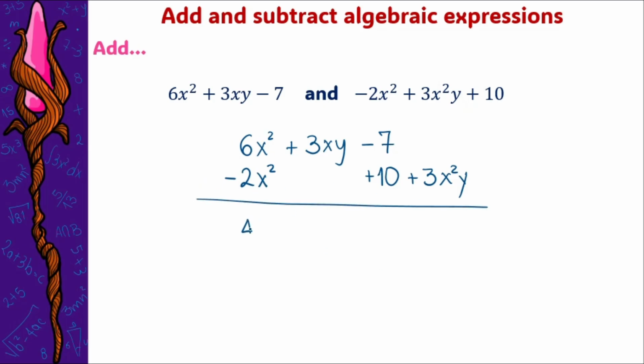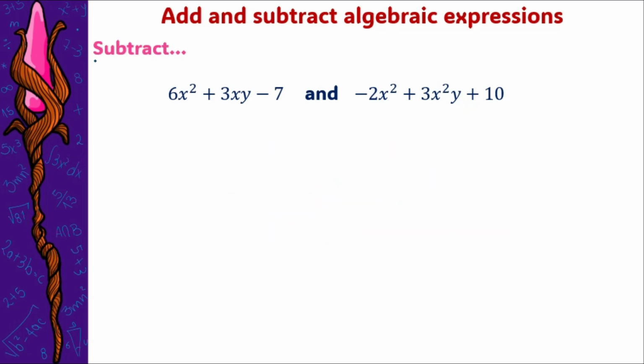6 minus 2 is 4, 4x squared. This one is alone. This one is plus 3xy and plus 3x squared y. Of course, we are going to get the same result. It's just that you can choose the one that looks easier for you. Some people prefer this one, they think that it is more organized, and sometimes prefer the other one because it feels quicker, but it's up to you guys.